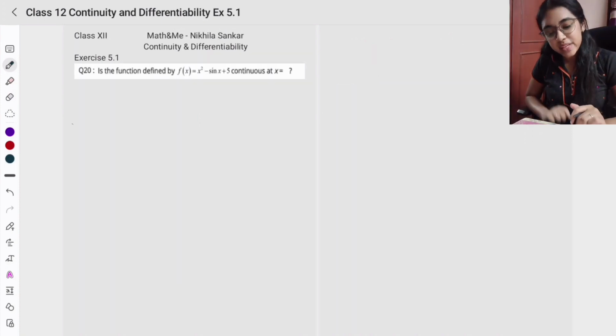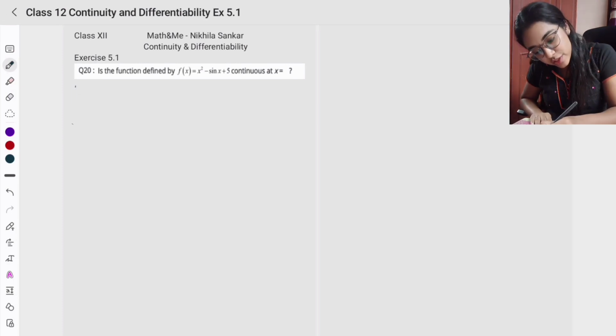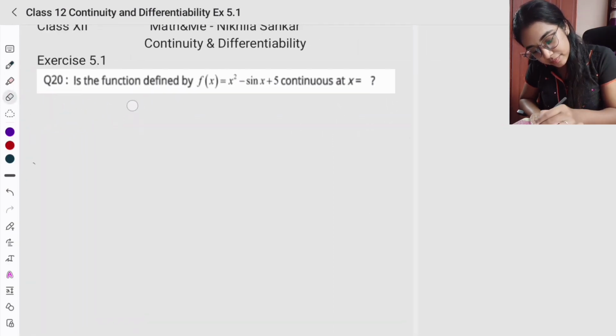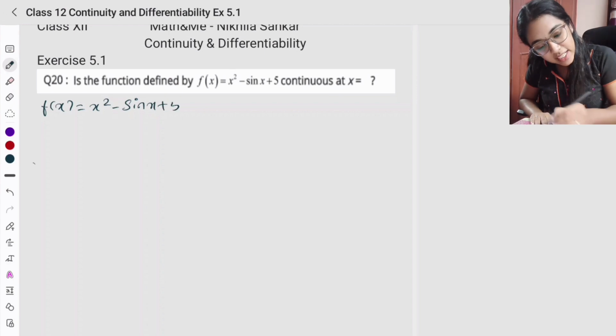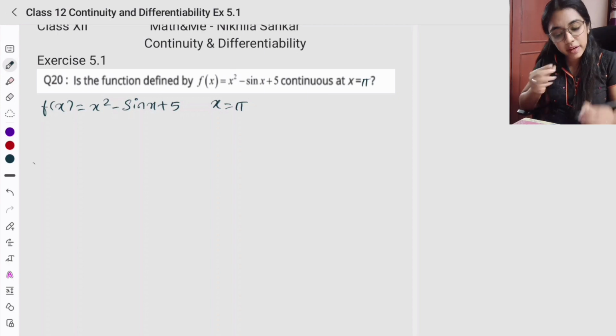Question number 20. Is the function defined by f of x equal to, I'll write the question for you, f of x equals x square minus sin x plus pi, defined at x is equal to pi? The pi is missing in the question. Please include x is equal to pi. They are asking whether it is defined here.